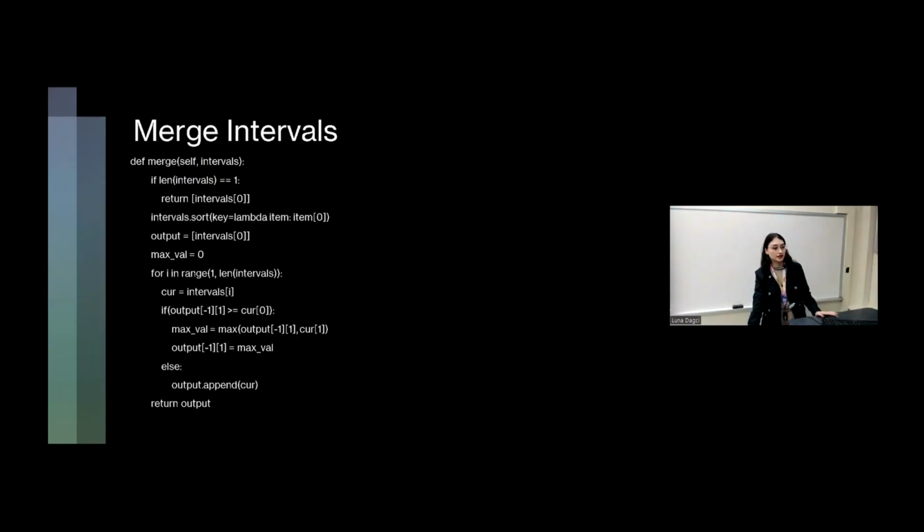And if it's not overlapping, then we just add it to our output, because it's perfect. It's not overlapping. And finally, we return our output. Does anyone have any questions? Okay. Feel free to stop me.